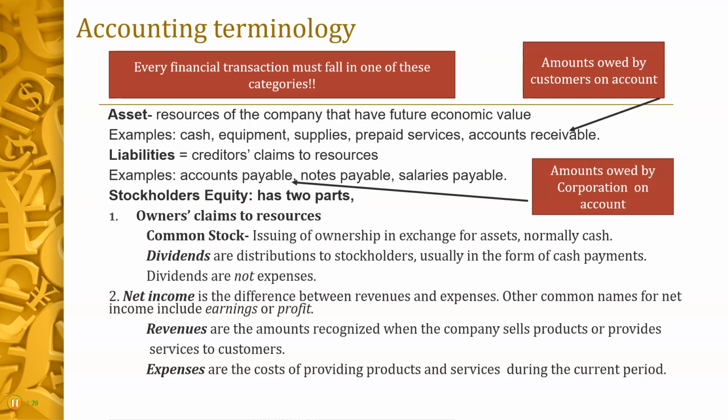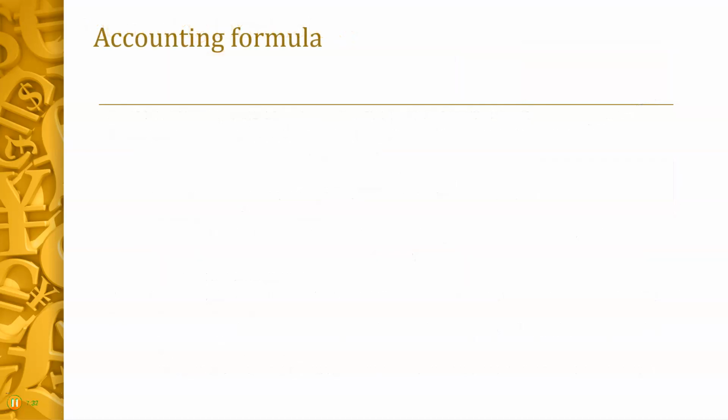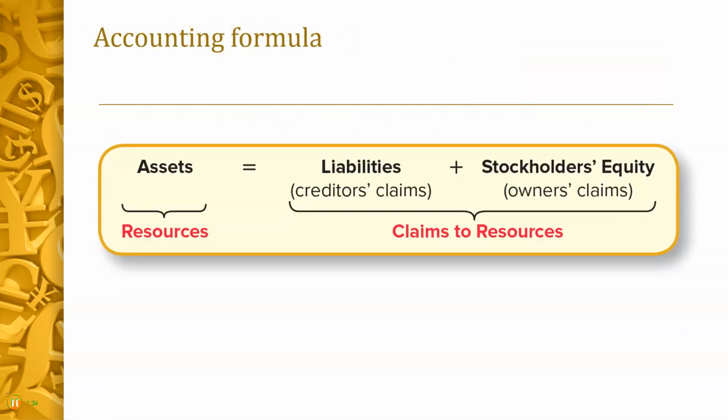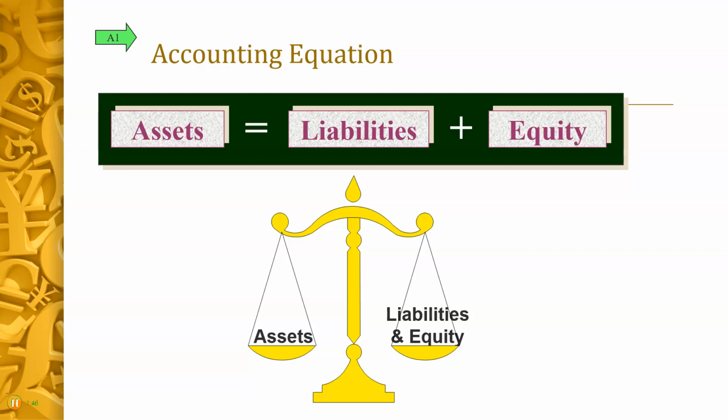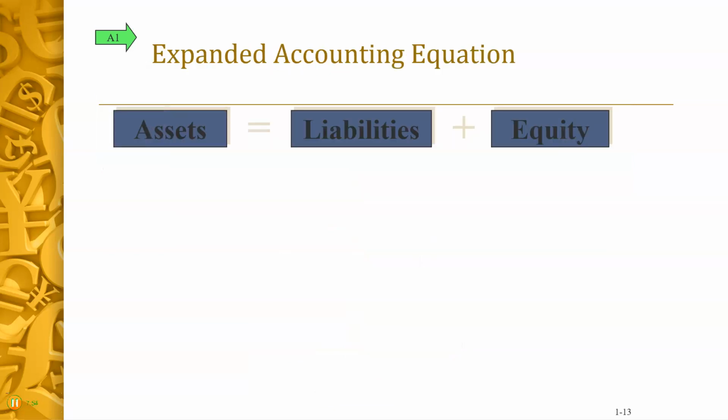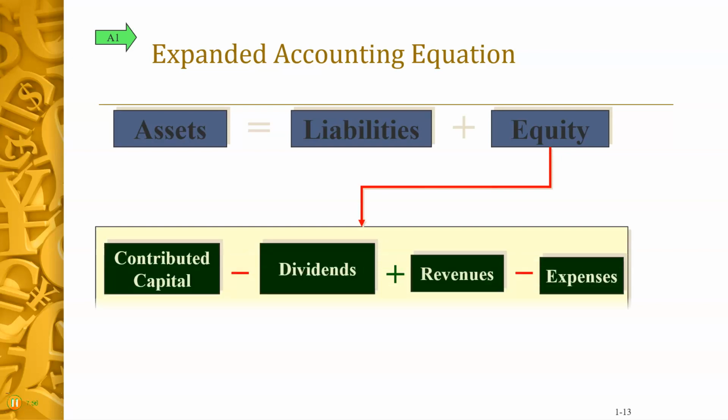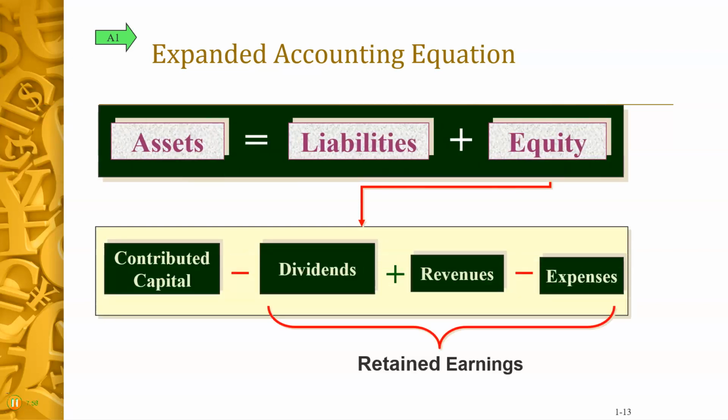Now we're going to go on to the infamous accounting equation. And what you have to remember is that assets equal liabilities plus stockholders' equity. So this must always be in balance. So here goes. We expand equity by saying that it includes contributed capital, i.e. common stock, less dividends plus revenue minus expenses.